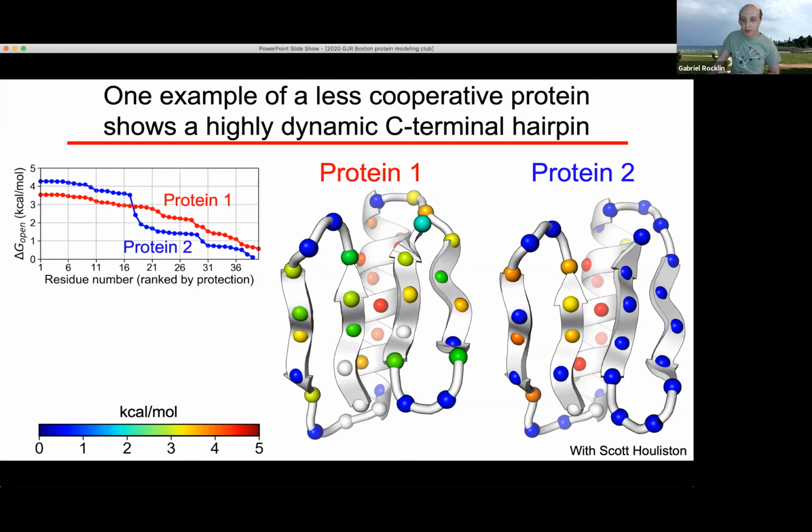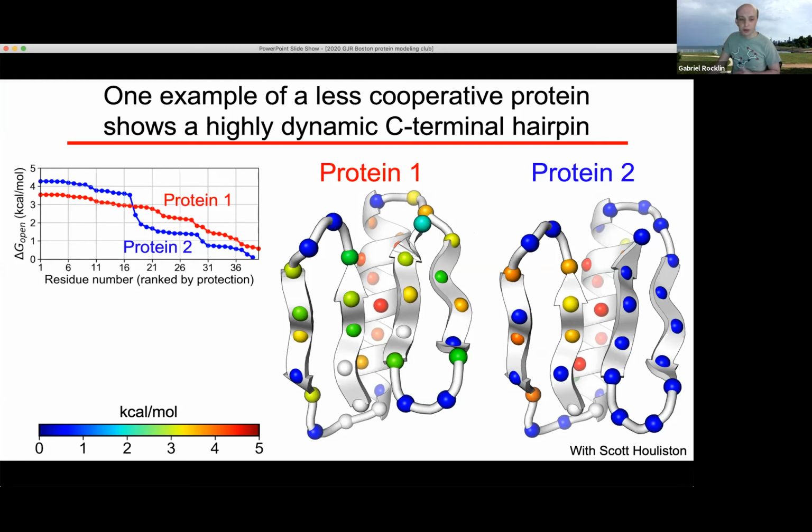But this second hairpin is very unstable. So the second hairpin can fluctuate off, and those hydrogens can exchange for deuterium very rapidly, compared with the other hairpin in the same protein, or compared with that hairpin in this different protein. So there's something about the structure of this that causes it to be much more dynamic and less cooperative than protein 1. And I don't know what that is yet, but I hope that by collecting enough data on a large variety of different proteins, we'll be able to understand why that is.